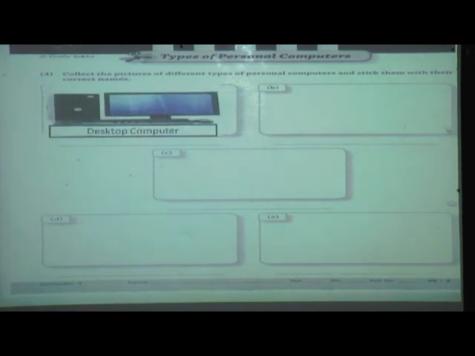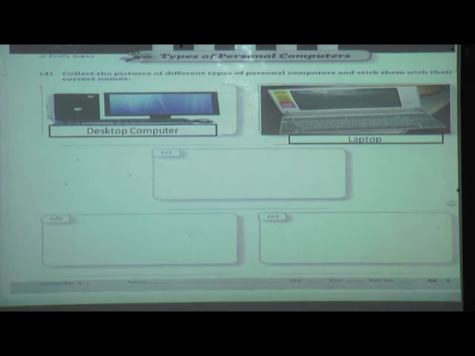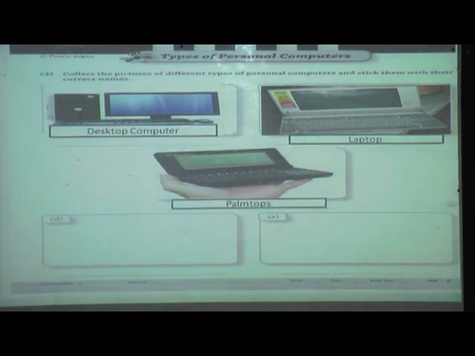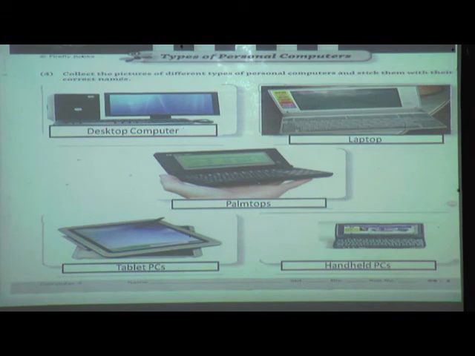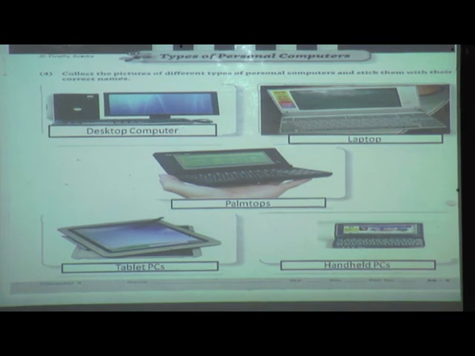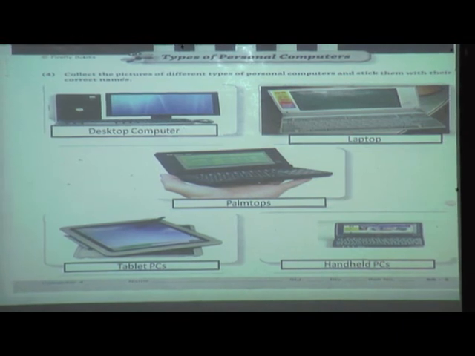First one, which type of computer is it? Desktop computer. Next one is a laptop computer. First one is a desktop computer. Next is a laptop. Next tablet PCs, and last handheld PCs. Understand? If you get a picture like that, then stick it, otherwise let it be. We will stick it afterwards.